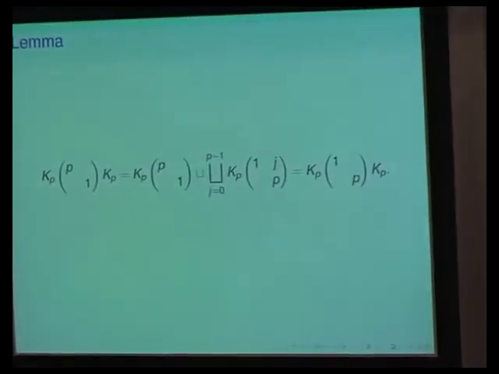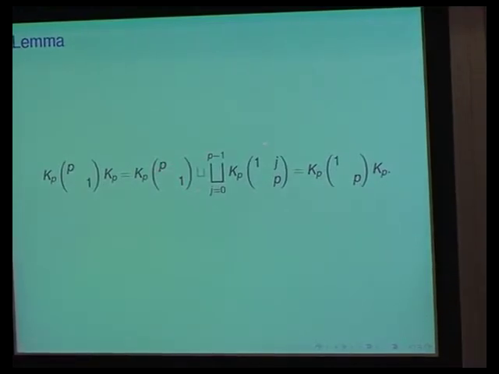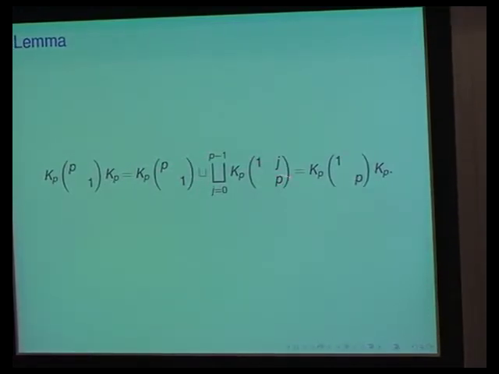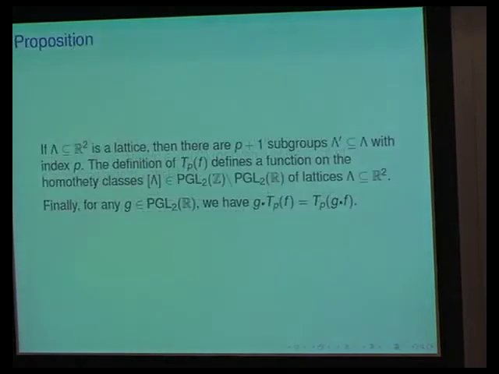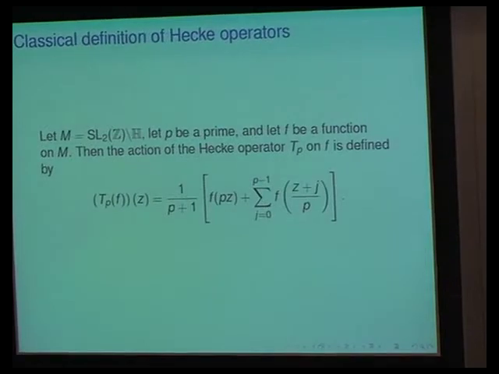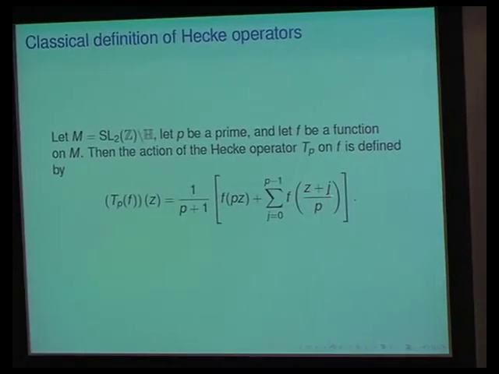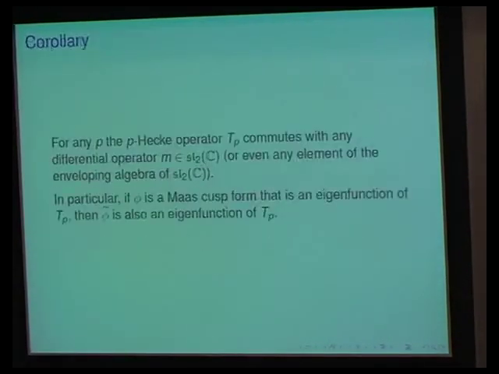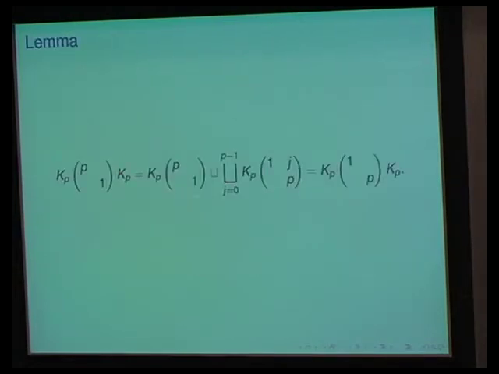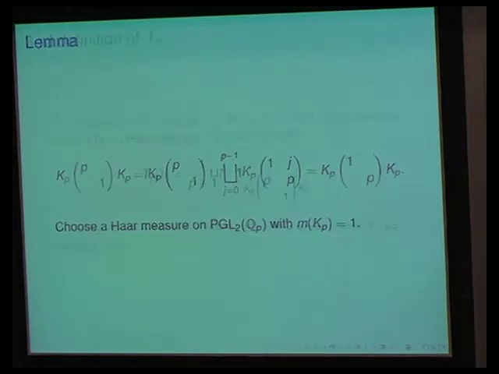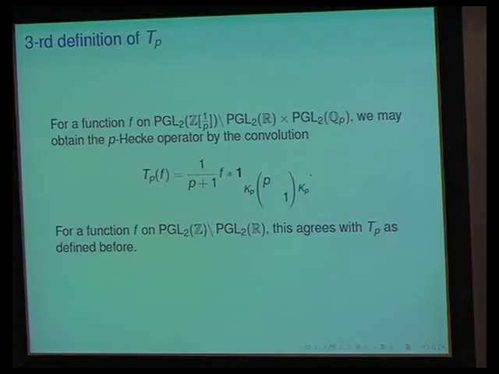Now, why is this useful? Well, the p1 and the 1p, they look familiar. So that list of p plus 1 elements that we have here is a well-known list of p plus 1 elements. It's related to the Hecke operators. We also choose a Haar measure on the p-adic group, and we normalize it so that the compact group has measure 1. And voila, there's a third definition of the Hecke operator.